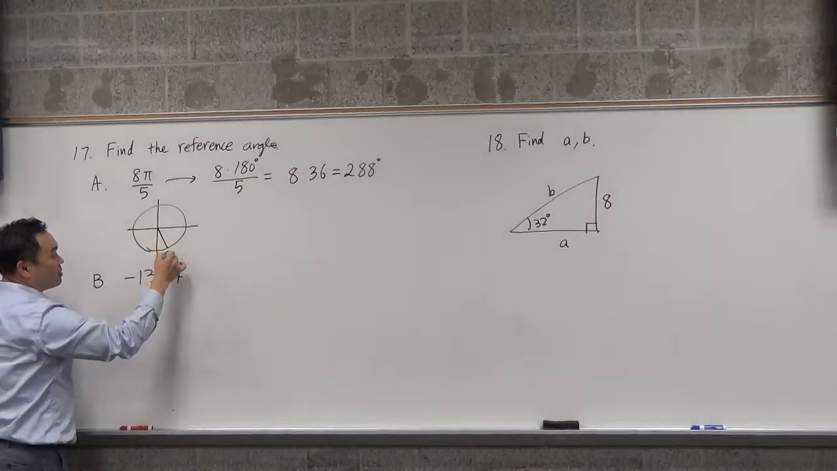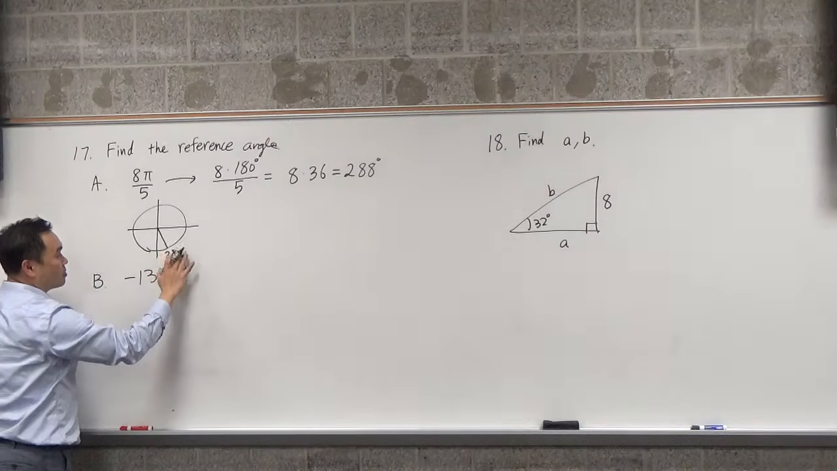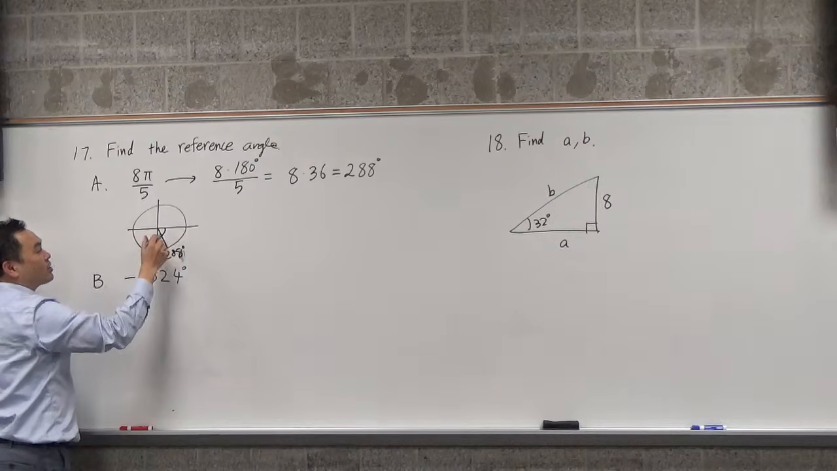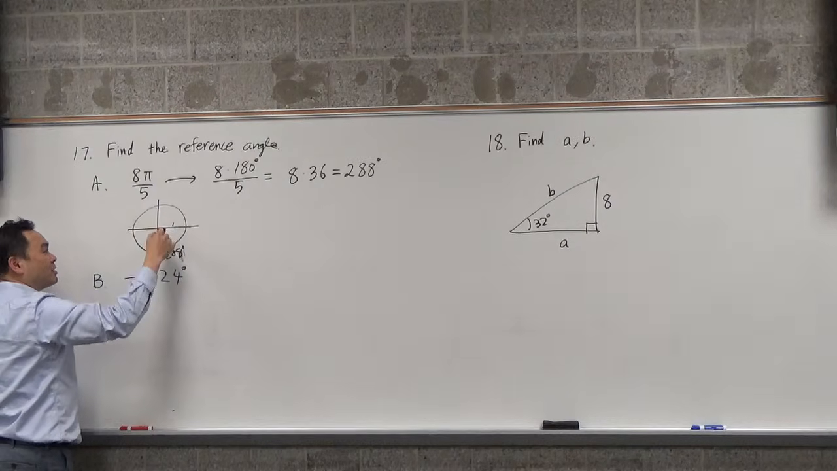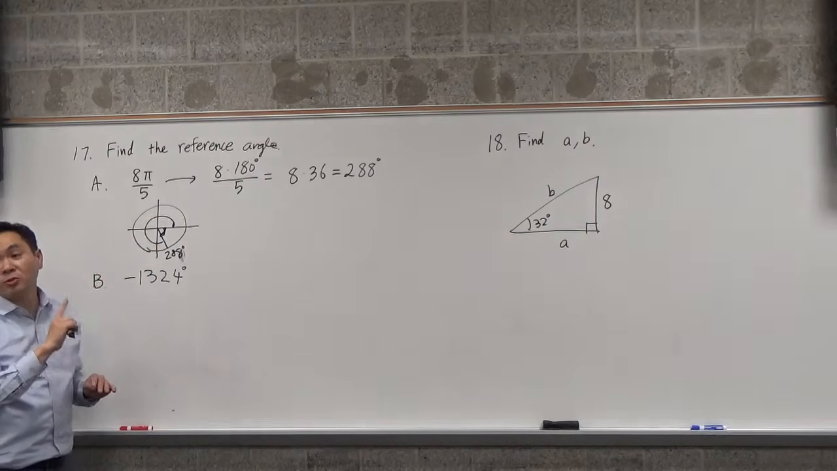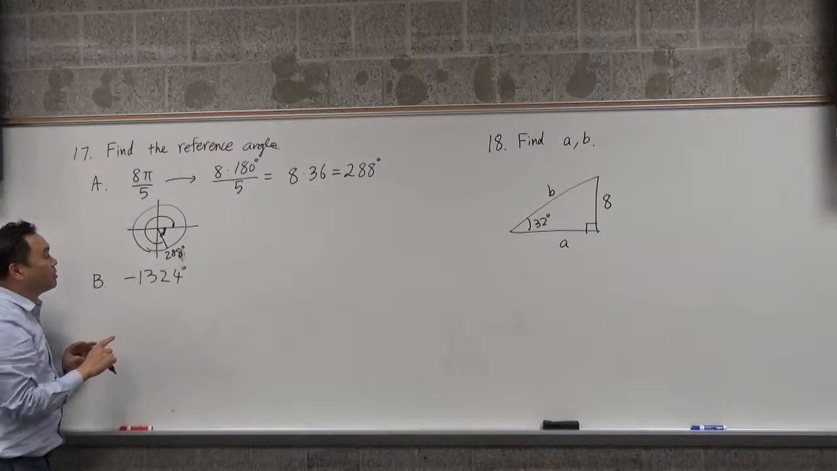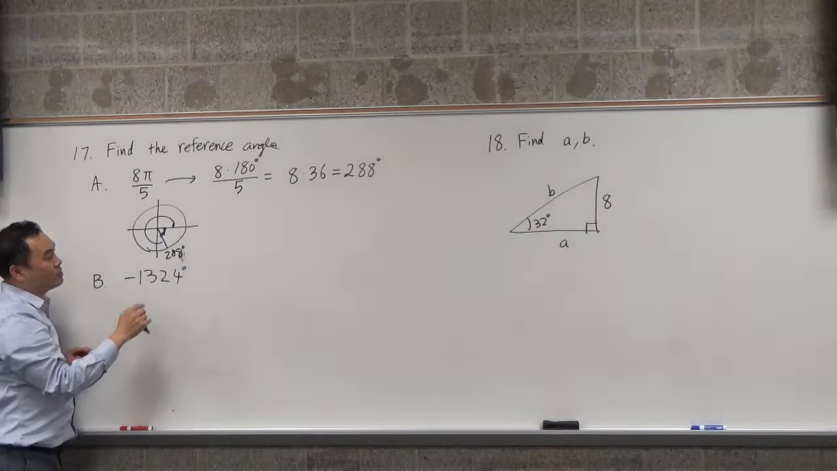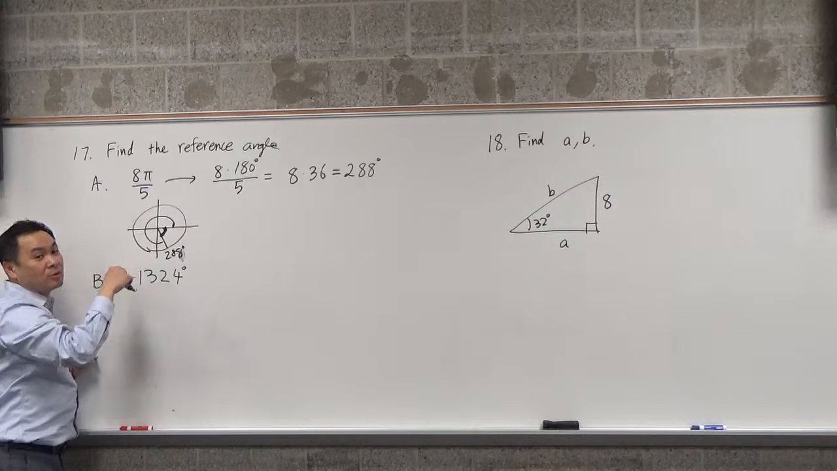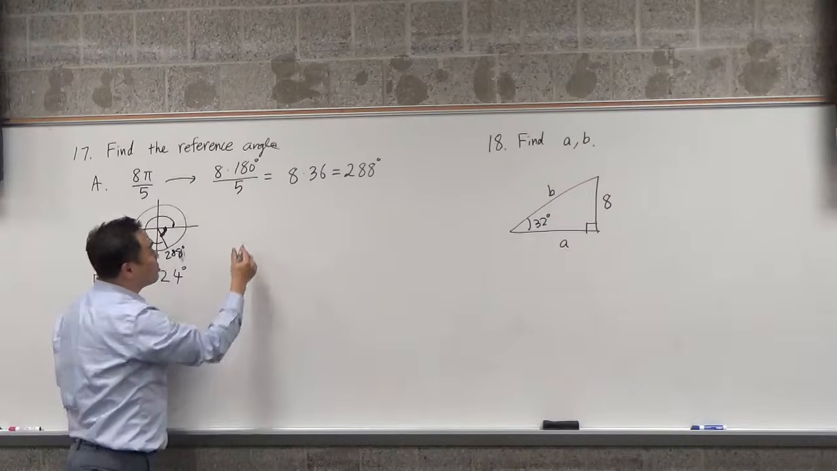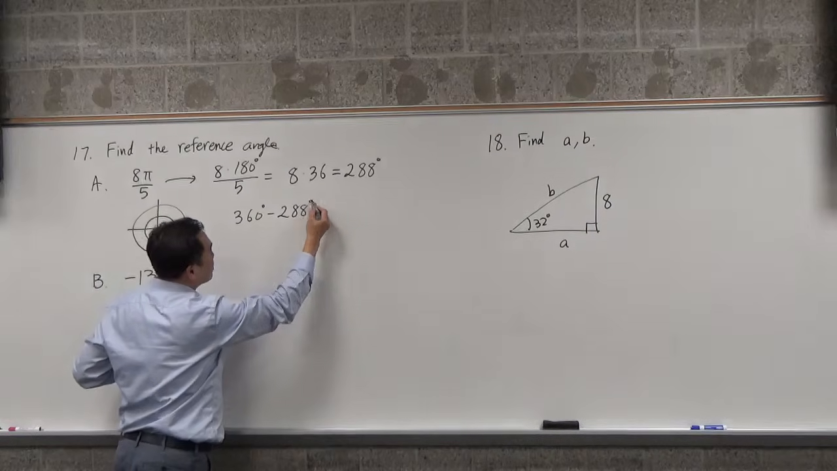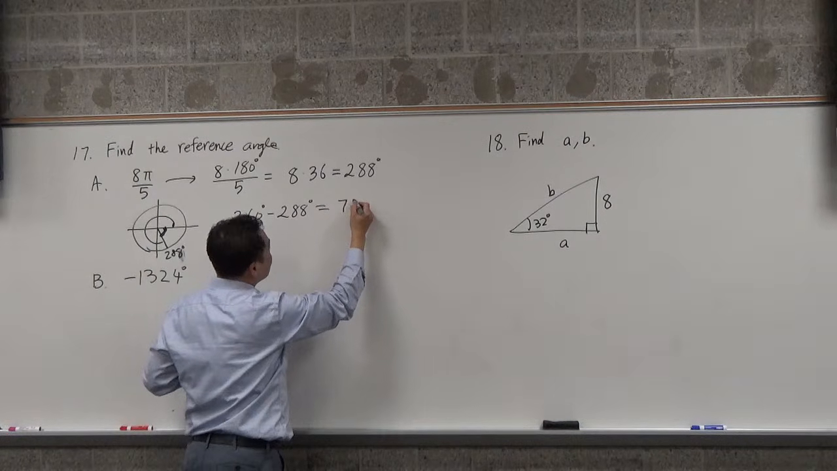Here's 288. And the reference angle is here. So this much is 288, and the reference angle of 288 is this angle. It's the closest angle to the x-axis, right? Now, how do we get this angle? Subtract from 360. So you can do 360 degrees minus 288, which gives you 72 degrees. Right?